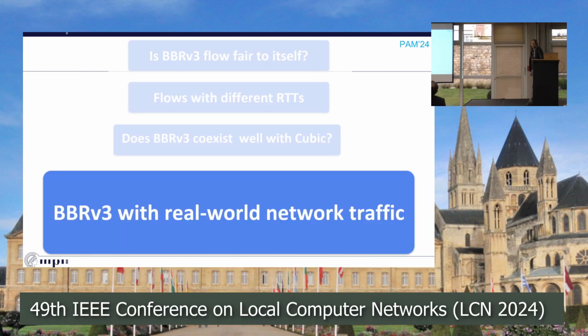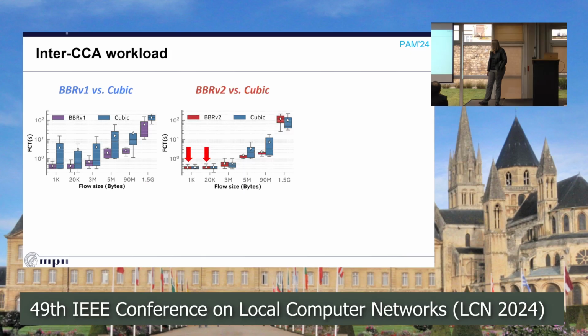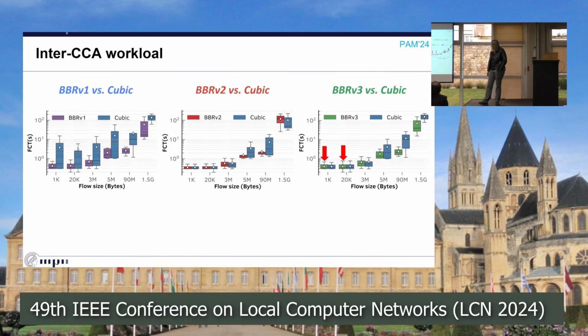Then we asked, what about more realistic workloads? And so over here, you have the different flow sizes on the x-axis and the flow completion time on the y-axis. And for example, when you have BBRv1 versus Cubic, you clearly see that BBR benefits because it hogs all the bandwidth. BBRv2, well, some of the unfairness goes away for the small flows, but for the bigger flows, it still exists. BBRv3, well, for the small flows, it's actually more or less the same, but for the bigger flows, it still is there.